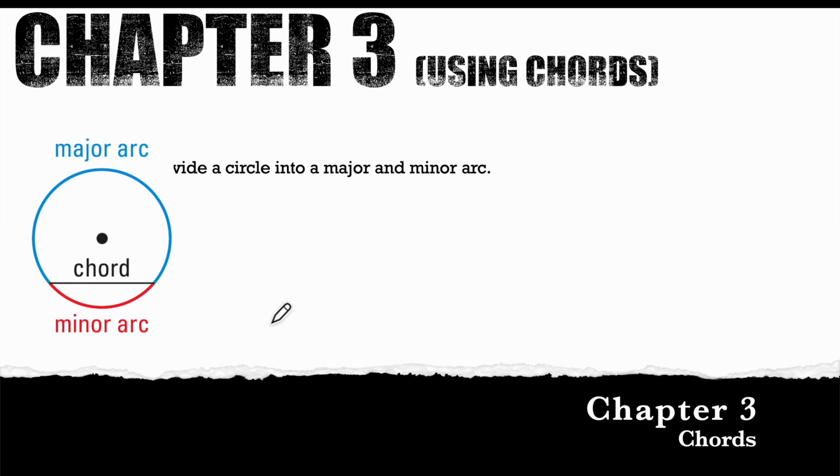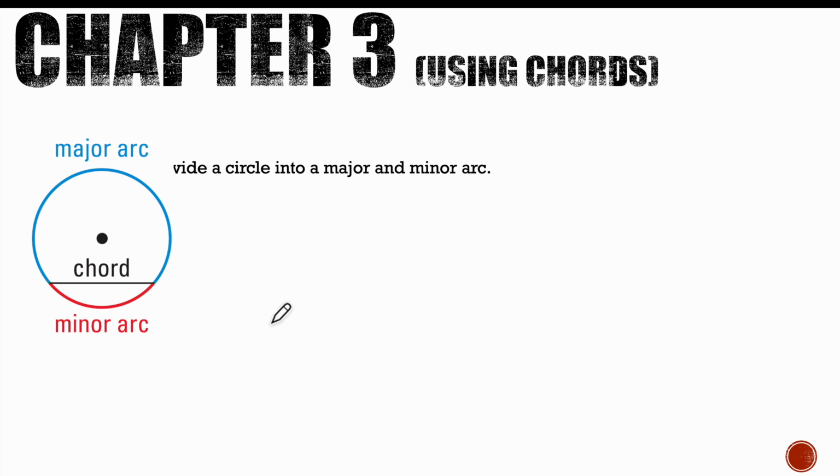Now we'll read about chords. We have already seen a secant, which was a line touching the circle at 2 points. A chord is a line segment which touches the circle at 2 points. When you have an arc, if you join the 2 points of the arc, that will form a chord. So any 2 points you take on a circle, join those 2 points, and it will form a chord.